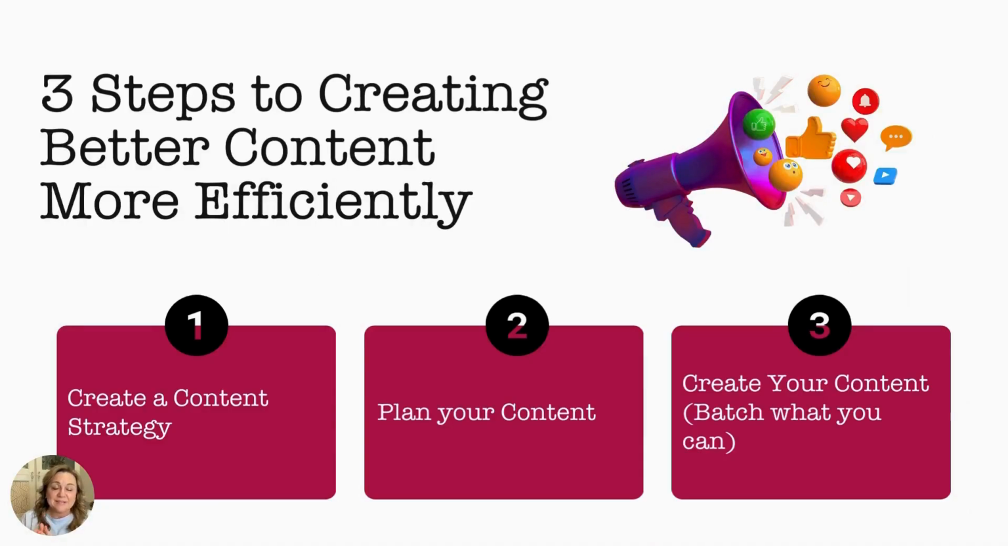Okay, this is where it's going to get simple and fun, so get ready. It's 3 steps to creating better content more efficiently. Number 1, we're going to create a content strategy. Number 2, we're going to plan that content. And number 3, we're going to create the content and batch what you can. And then we're going to have a little 4th bonus step at the end. So hang on with us.